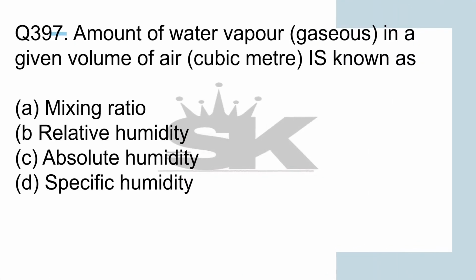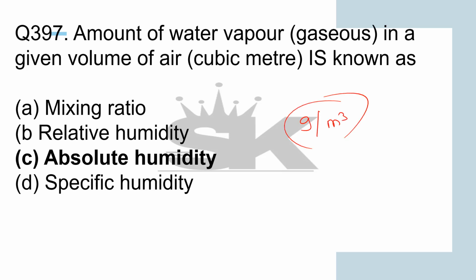Amount of water vapor in a given volume of air is known as... It is option C, absolute humidity. Absolute humidity is the measure of water vapor in the air regardless of the temperature. It is expressed as grams of moisture per cubic meter of air. Okay, remember the gram per meter cube.